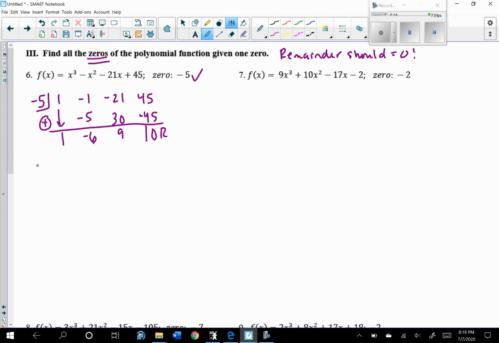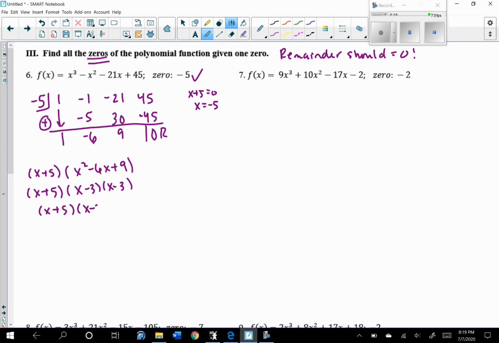So then we get this. If I write it as a factor, it would be x plus 5, because if you solve x plus 5 equals 0, you get the zero of negative 5. So then this becomes x squared minus 6x plus 9. And then, of course, we want to factor that further. So x plus 5 times x minus 3 times x minus 3. So factors of 9 that add up to negative 6. So the factorization of this would be x plus 5 times x minus 3 squared.